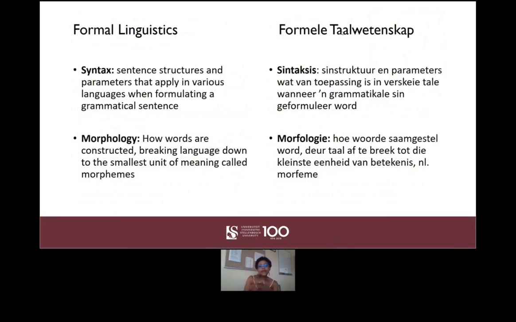Formal linguistics. Now, I did say I would break this down for you. So, in formal linguistics, there are sections like syntax. Syntax looks at the sentence structures and parameters that apply in various languages when we form grammatical sentences. And then we go over to morphology that breaks it down and looks at how we construct words, breaking them down to their smallest units of meaning that we call morphemes. So for instance, in English, S is a morpheme because when you add S to the end of a word, it changes its meaning by making it plural.